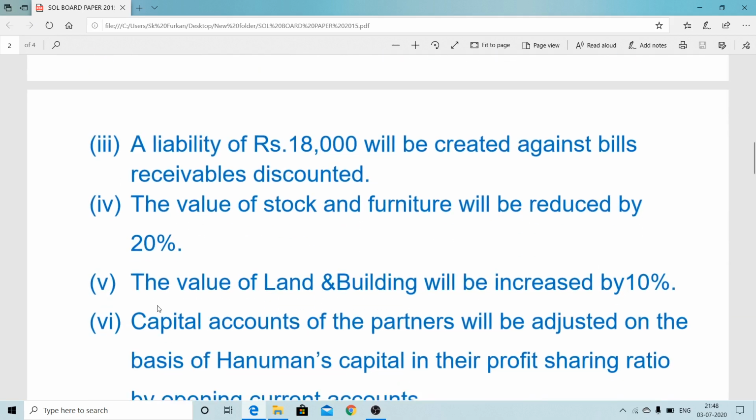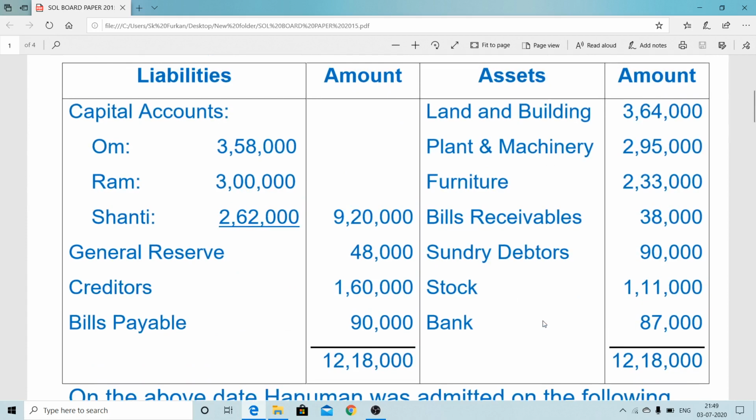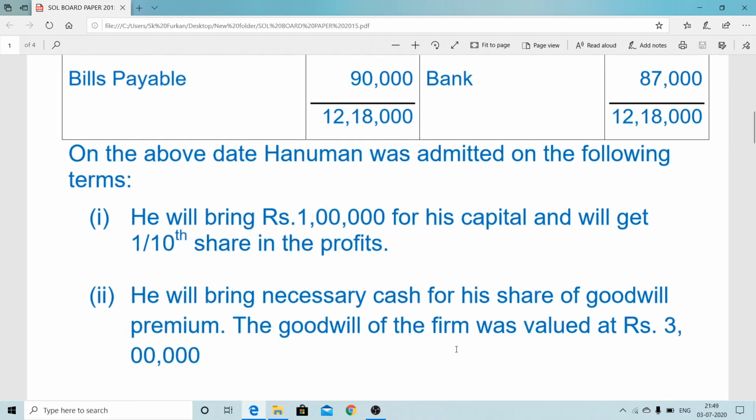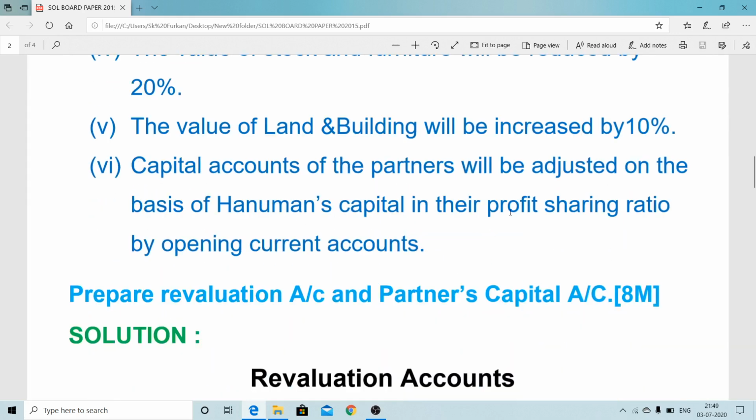Now another adjustment at the time of admission, the land and building value is enhanced by 10%, that is increased by 10%. So the fixed asset value increases. Here the land and building value is 3,64,000, 10% comes to 36,400. So that value increases. The entry will be land and building account debit to revaluation. We know the basic rule of how to prepare the revaluation ledger. Asset increase, the asset will be debit; decrease, that asset will be credit.